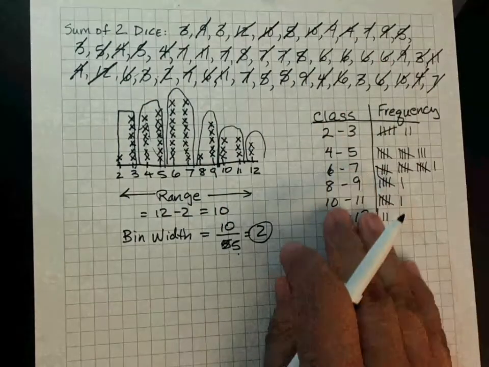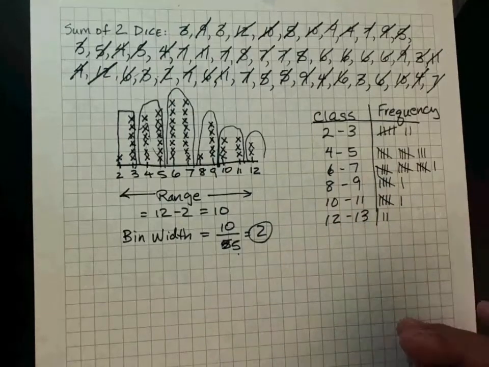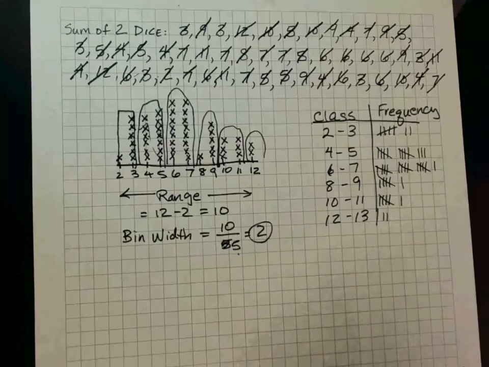So this is called a frequency table. Now to make a histogram, this is what we're going to do. Unfortunately, I'm going to recopy the frequency table, so I'm going to stop here and copy the frequency table.